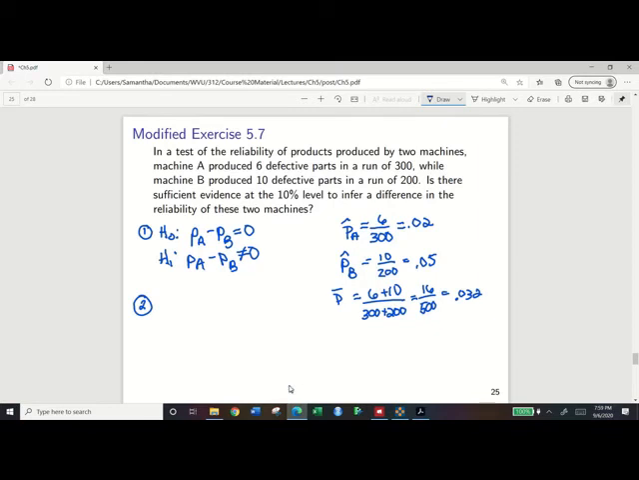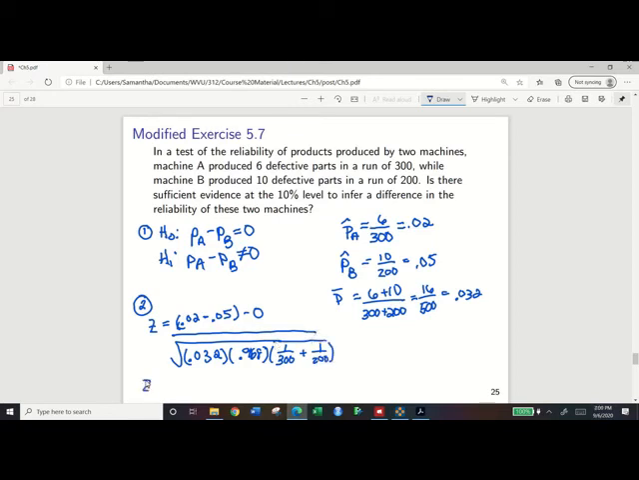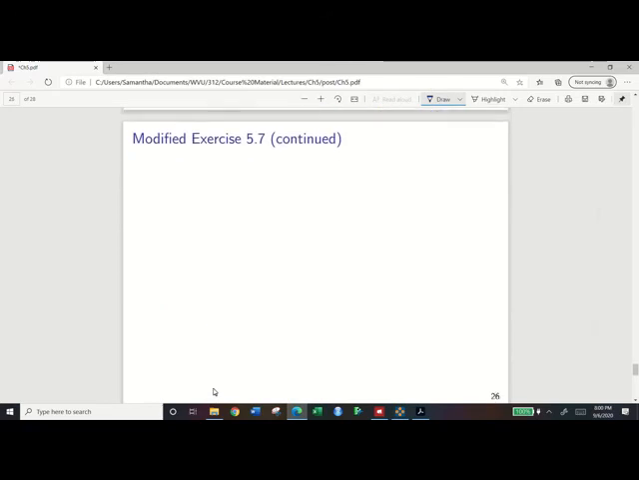Now we have all the pieces that we need in order to calculate our test statistic. So z will be equal to 0.02 minus 0.05 minus 0, all over the square root of 0.032 times 0.968, which is 1 minus 0.032, multiplied by the quantity of 1 over 300 plus 1 over 200. This will give us our test statistic of negative 1.87. Excellent. Now we can move on to making our decision and stating our conclusion.